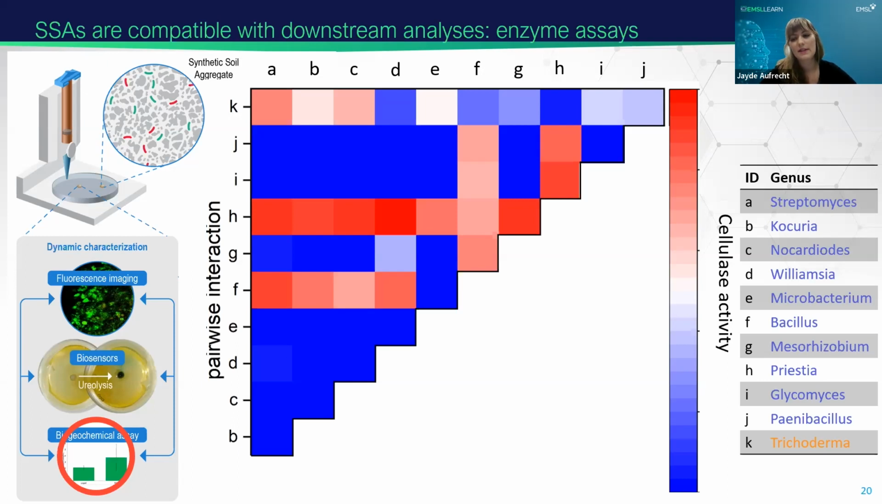One interesting thing that we saw was that our fungal strain, Trichoderma, had a very different interaction or ability to degrade cellulose when it was cultured with different members of the bacterial community. So we can start to use this platform to understand how microbes interact together and how they're degrading or cycling certain carbon compounds.